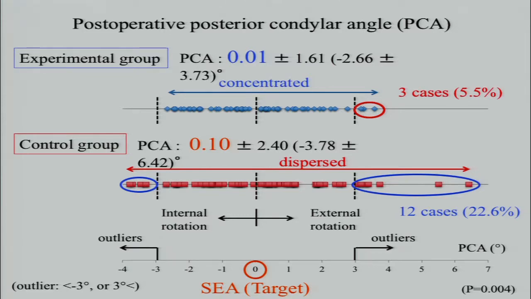Very simple technique. You can create one transparency film with a transepicondylar axis, also the outline of the femoral condyle. Then this one can be sterilized. Then you put this film onto the femoral condyle, which we cut already.